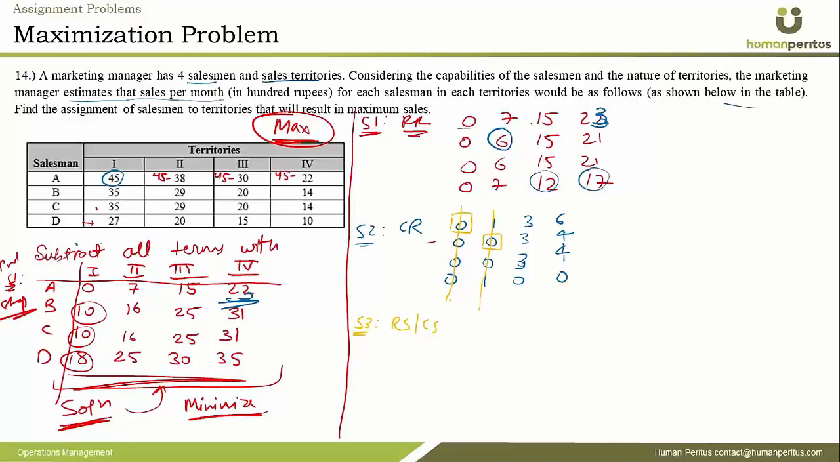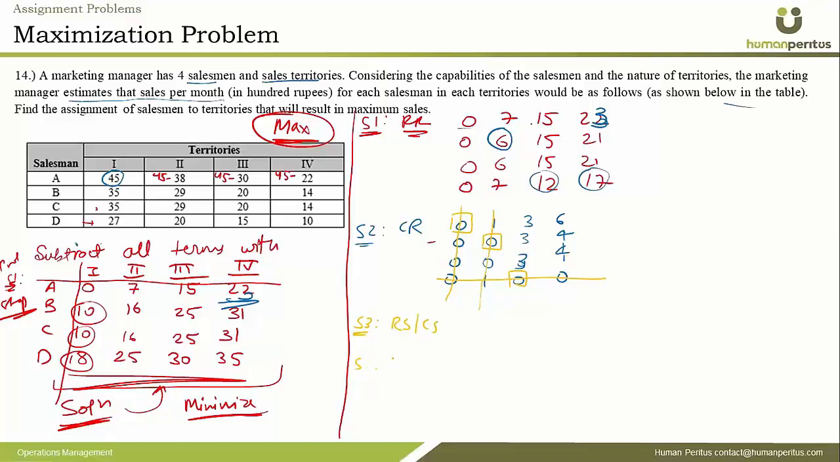Now for the columns. The first column has already been crossed, the second column has already been crossed, for the third column there is one 0. I can assign this 0 here and I can cross this 0 like this. In the fourth column now no 0 has been left. Okay. Number of lines drawn.